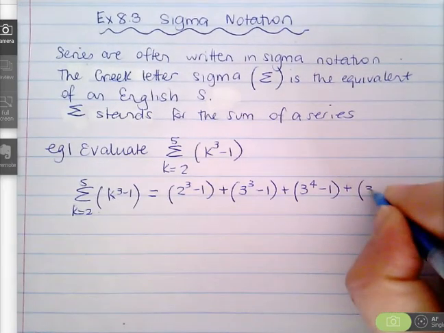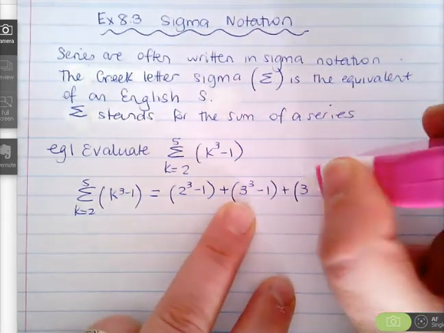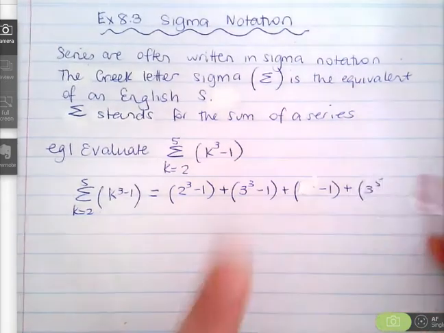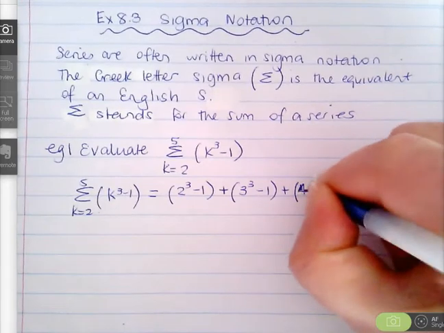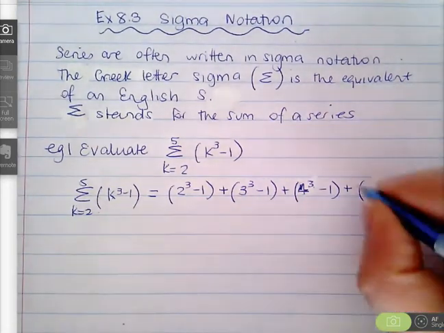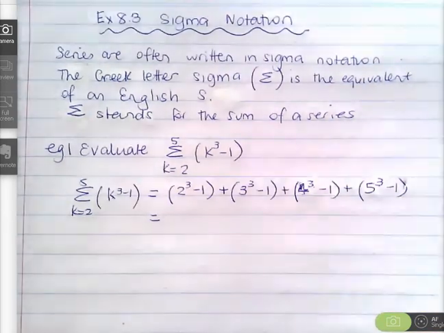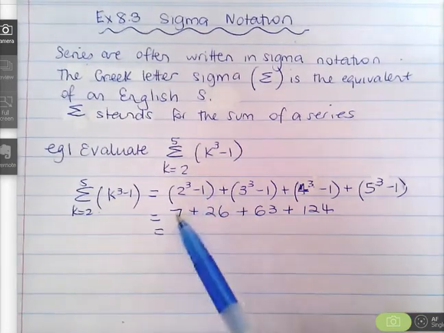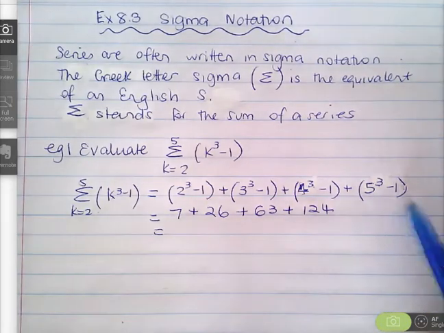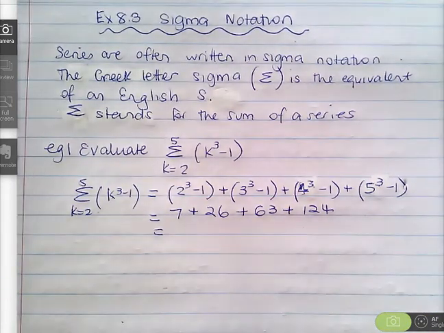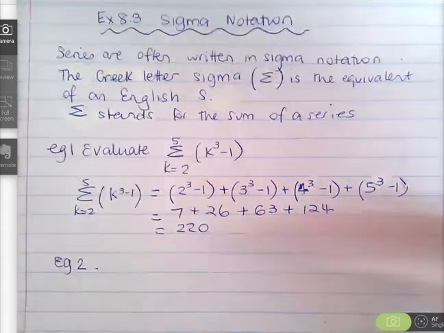plus when k is 4, sorry, I've done this wrong. Here we've got 4 to the power of 3 minus 1. And when k is 5, we've got 5 to the power of 3 minus 1. And evaluating each of these, 2 cubed minus 1 is 7, 3 cubed minus 1 is 26, 4 cubed minus 1 is 63, and 5 cubed minus 1 is 124, and adding all those together, we get 220, okay? Next example, example 2.